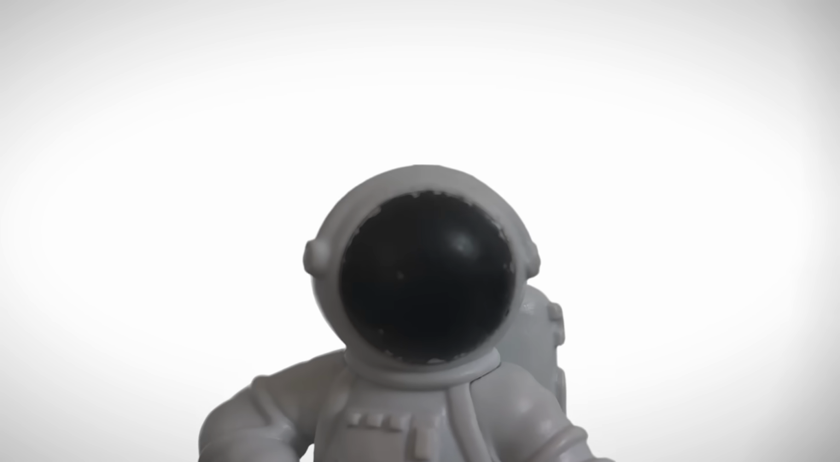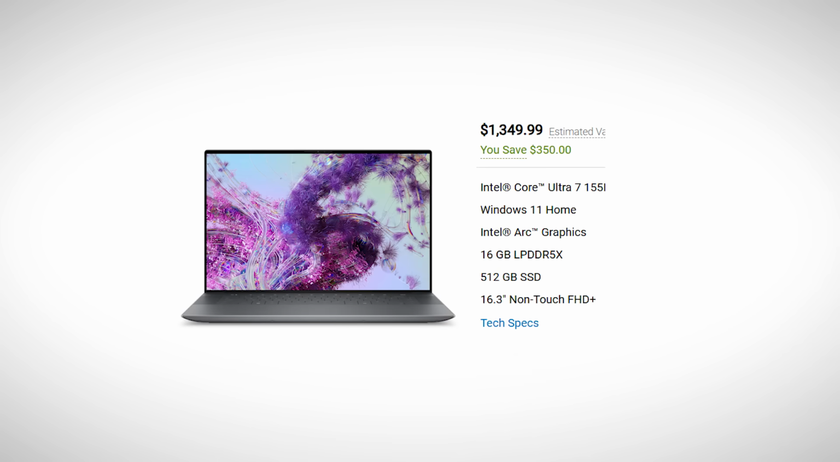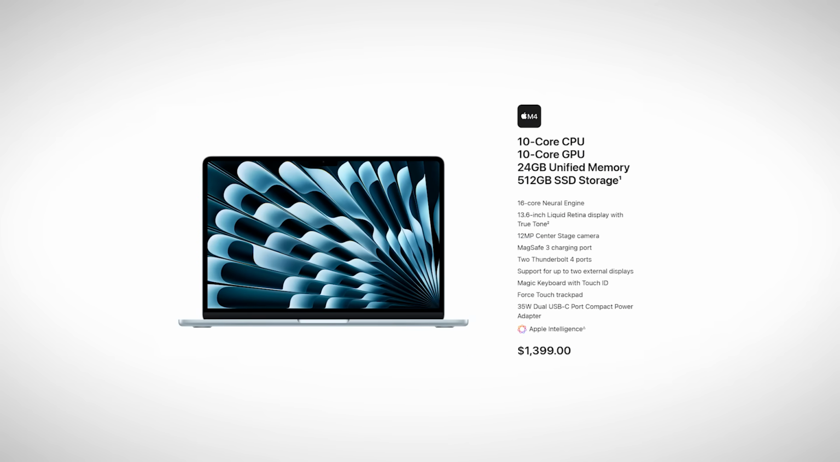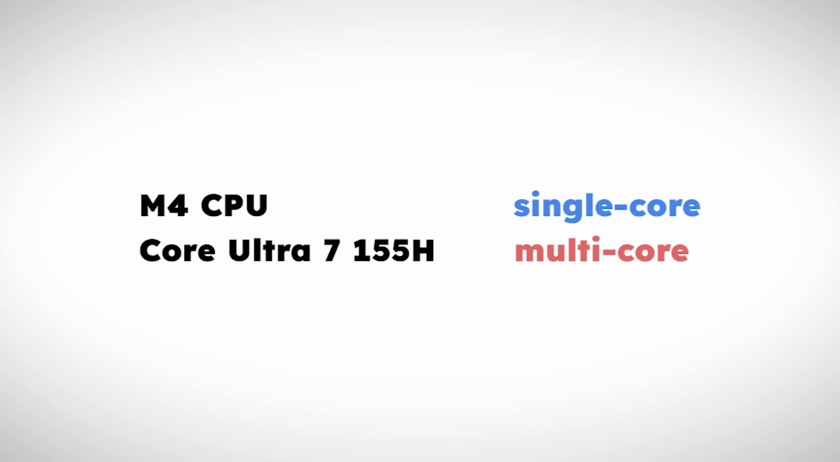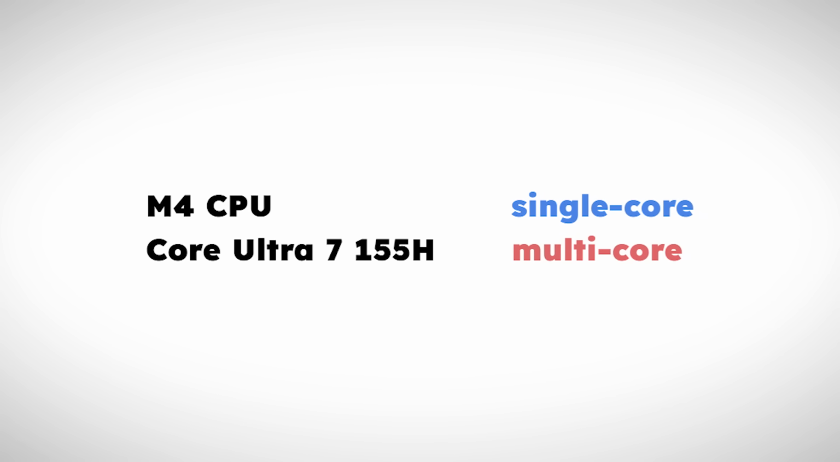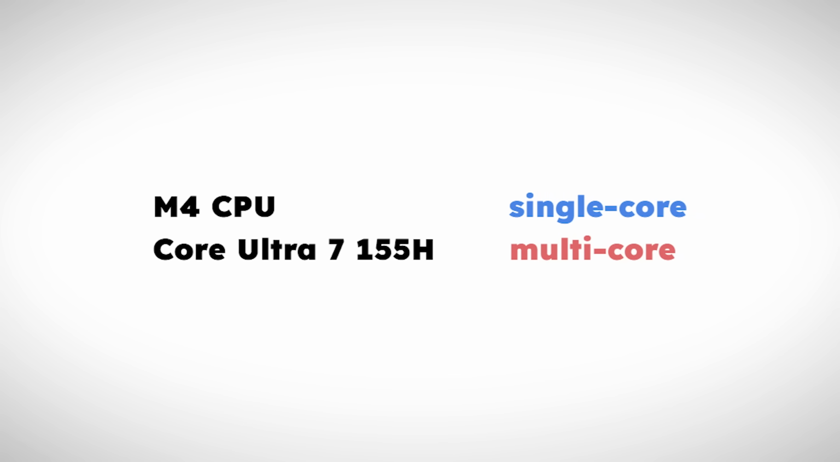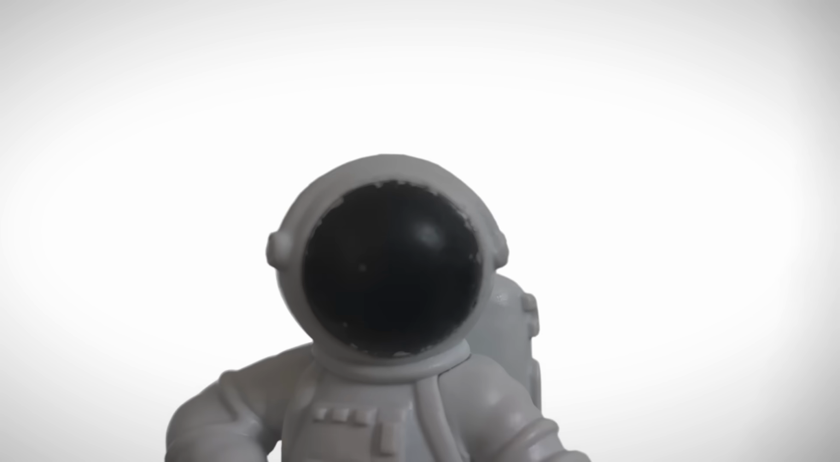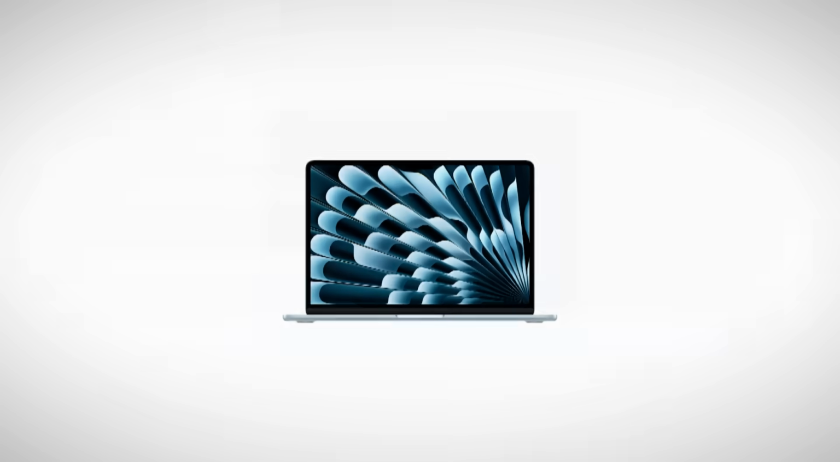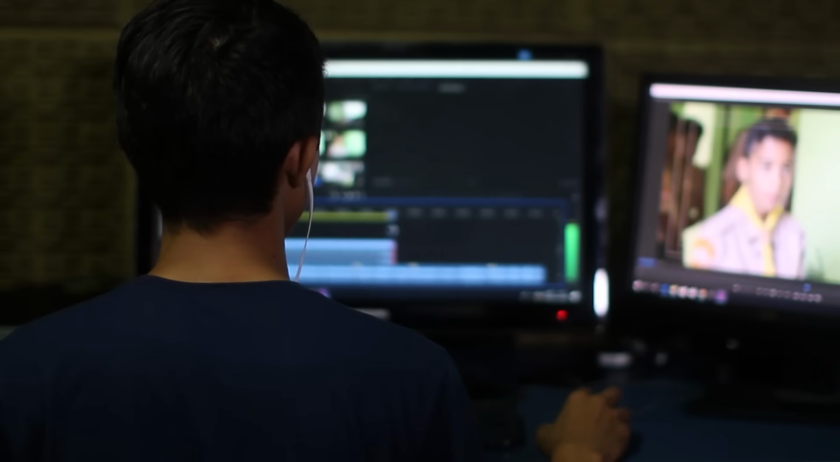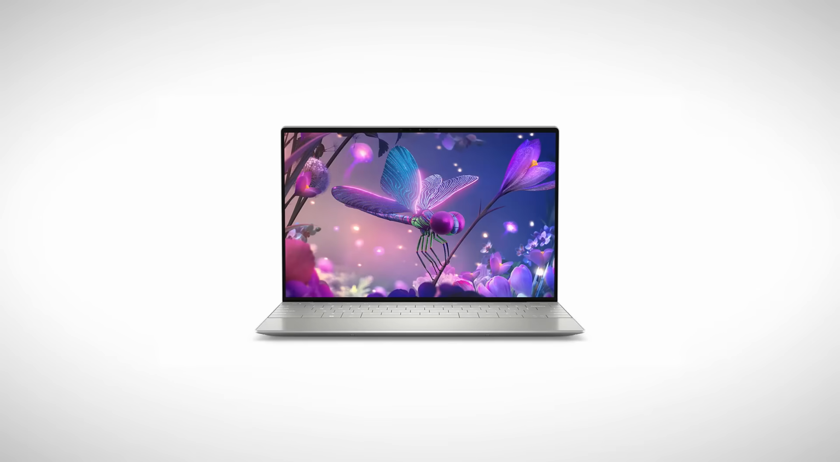Spec-wise, you've got options. But for this comparison, I'm looking at Dell's base config versus the 14-inch MacBook Air M4, about the same, about $1,400 as Dell. M4 wins in single-core performance. Intel's Core Ultra 7 155H wins in multi-core. For casual stuff like browsing, writing, or light edits, the MacBook feels faster. But if you're into 3D rendering, heavier video work, or scientific tasks, the Dell might edge out.